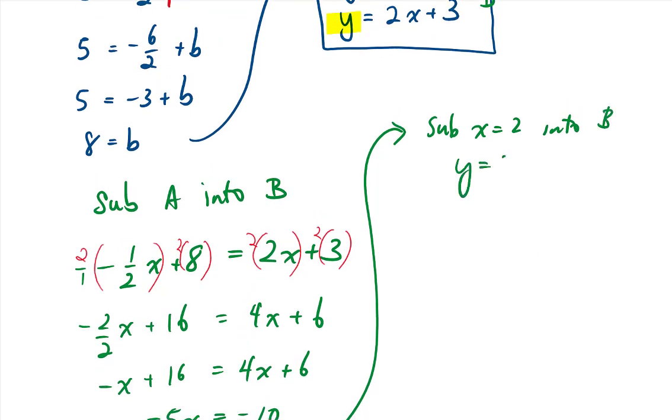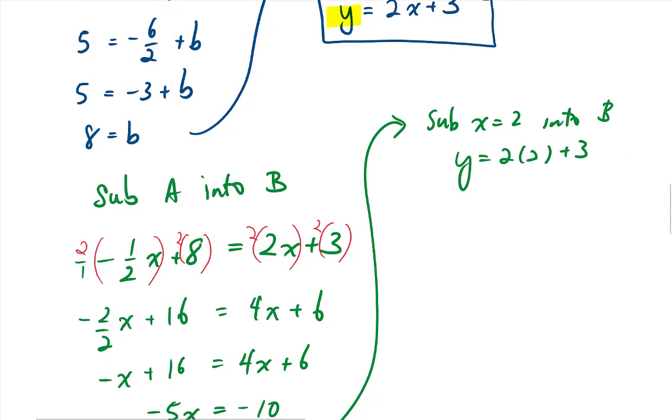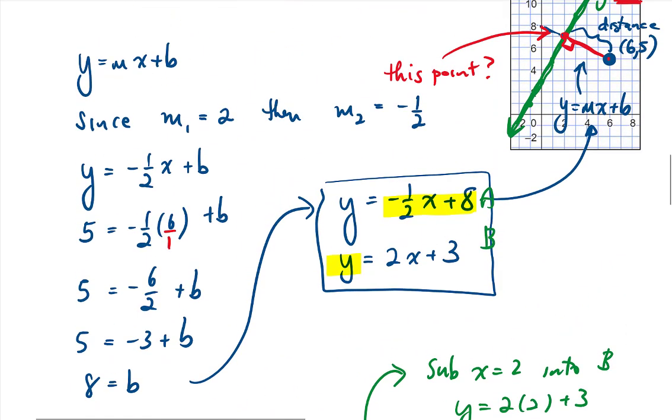So I get y equals 2 times 2 plus 3. And that gives us 4 plus 3, which is 7. So therefore, x, y equals 2, 7. Let's go to the graph and check that out. If I go over here, if I count 2 to the right and 7 up, it hits that point right there, just where we thought it would be.